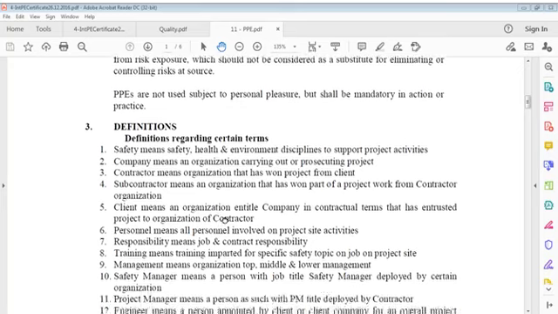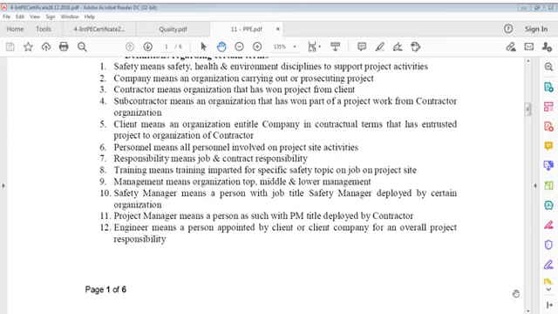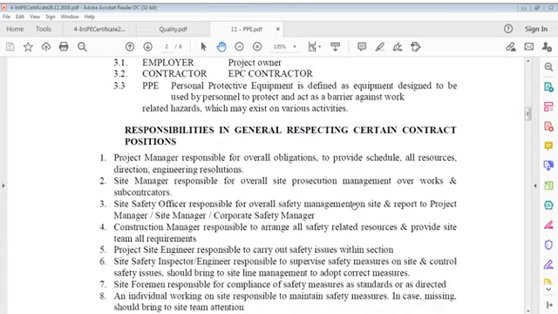Now, certain definitions are the same, so I don't think any specific point lies there to repeat. Safety, company, contractor, subcontractor, client, personnel, responsibility, training, management, safety manager, all same. So don't waste time. You go and see the past videos.